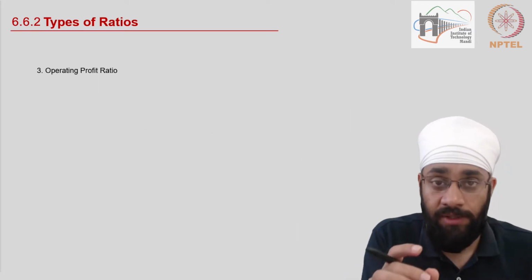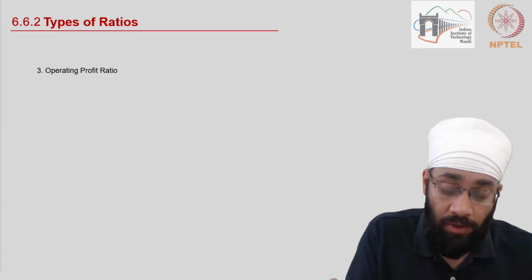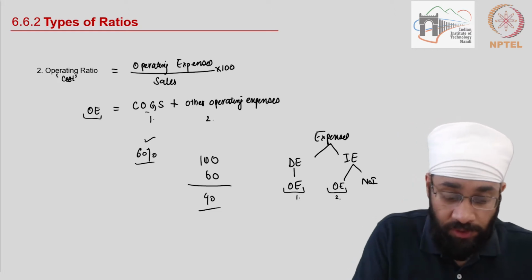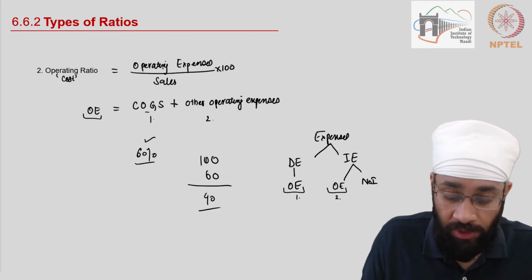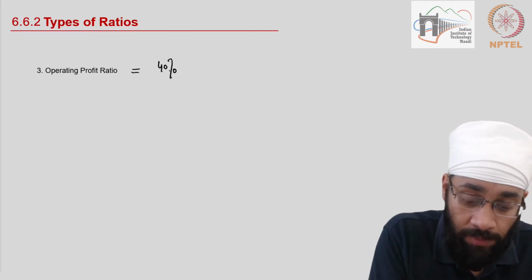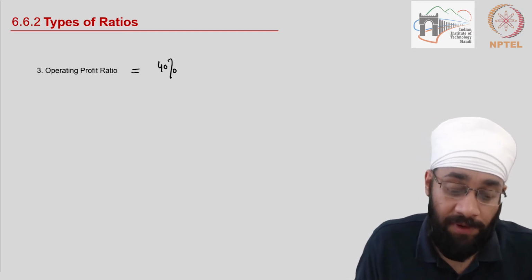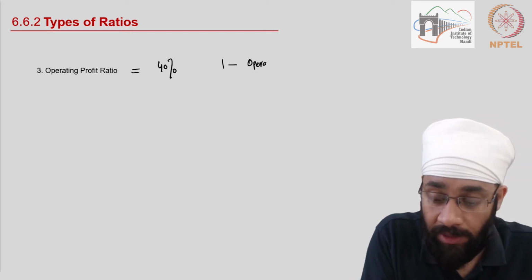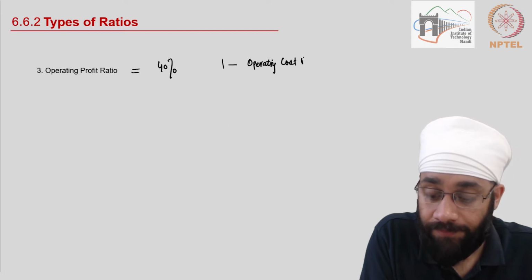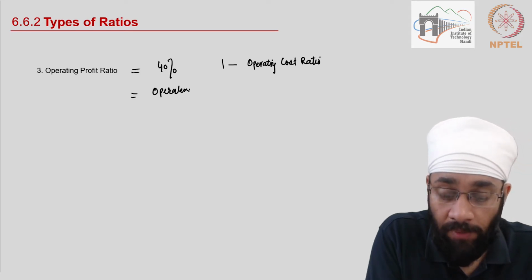The next indicator is called the operating profit ratio. This is the complementary of the operating ratio. If your operating cost is 60%, that means the remaining 40% is your operating profit. So the operating profit ratio is equal to 1 minus the operating cost ratio, or in simpler terms, you have to calculate the operating profit and divide this by sales.